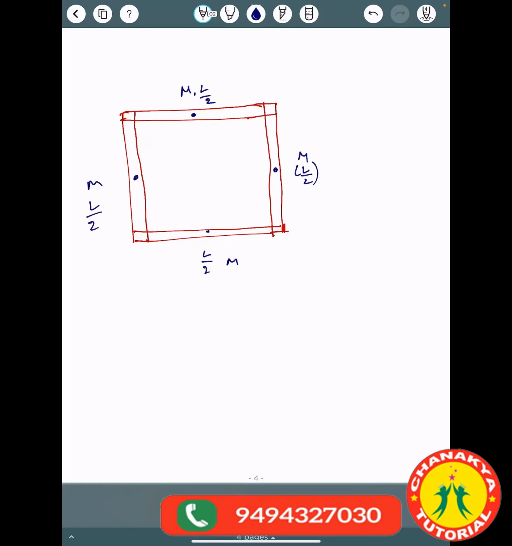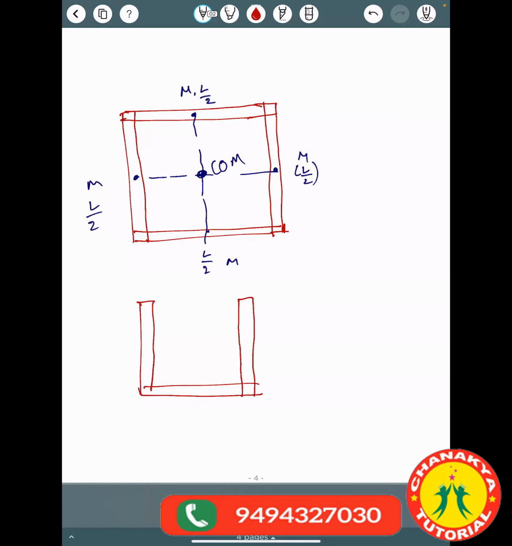So you join all the centers of mass. Where they are intersecting, that is your center of mass. Correct? This is your center of mass. So one example I will give you, you try it out. Try the center of mass of this. First, geometrically draw the lines and see, and then you calculate.